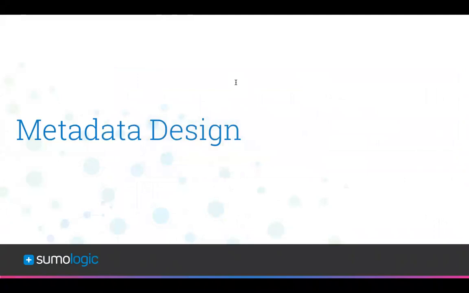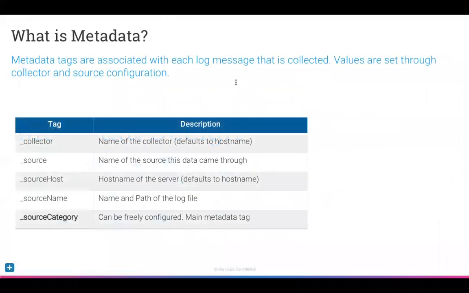Let's talk a little bit about this metadata design. And what do I mean with metadata? Every single log message that comes into Sumo gets stamped with the following 5 tags. The collector tag is the name of where it's coming from. The source, so if it's Apache Access or Apache Error, for example, the host, the name of the host itself, the path in the log file that it's coming from, and then the source category.